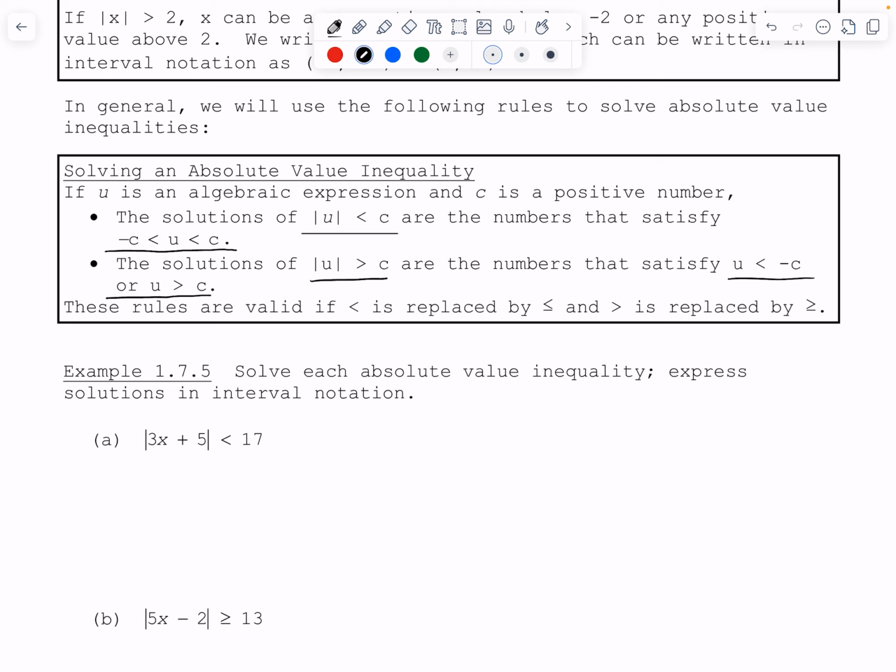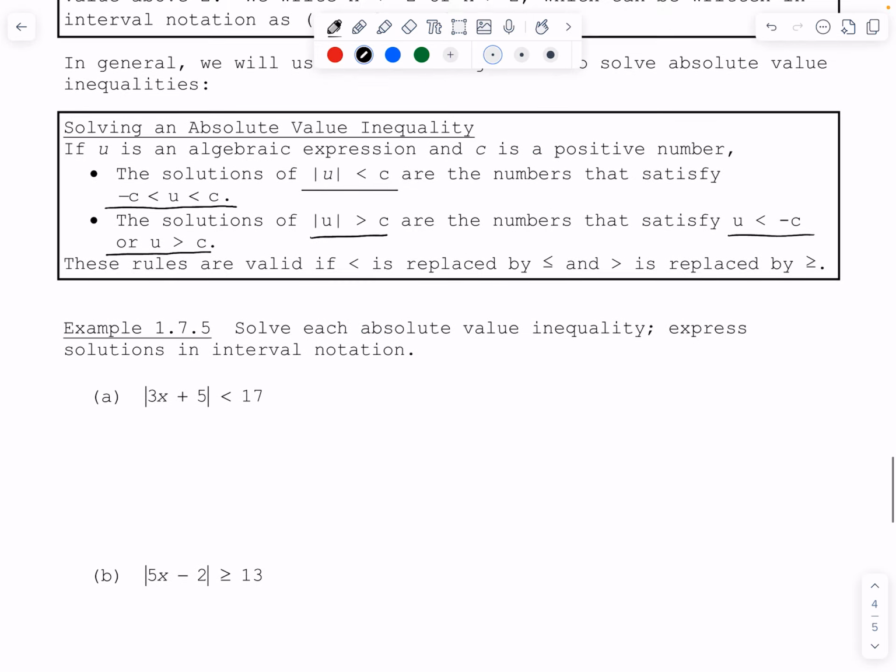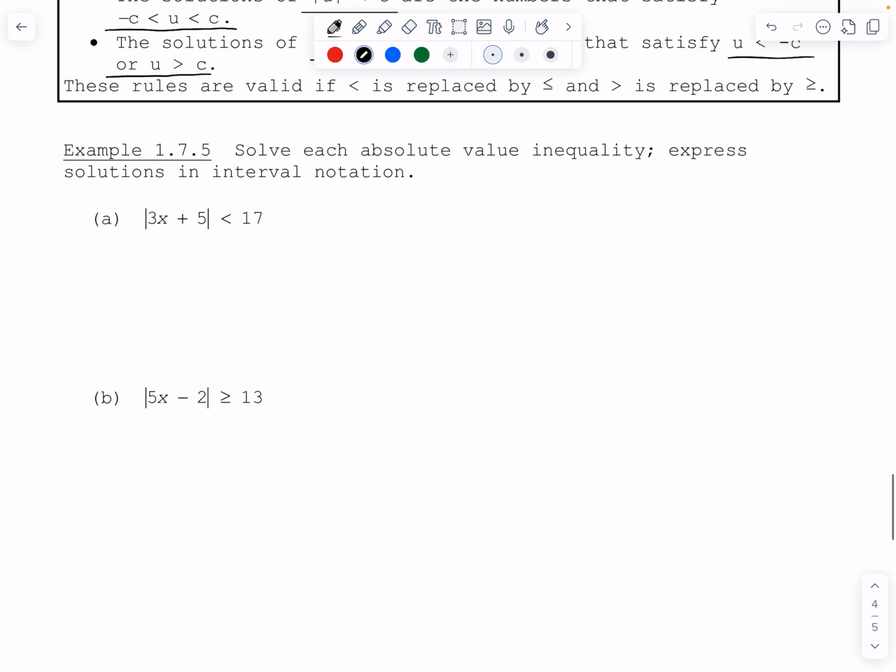All right, so I want to show you at least one example with this. We have a couple left, so I'll probably do one more video after this, but let's at least get through 1.7.5 A and B. Solve each absolute value inequality, express solutions in interval notation.